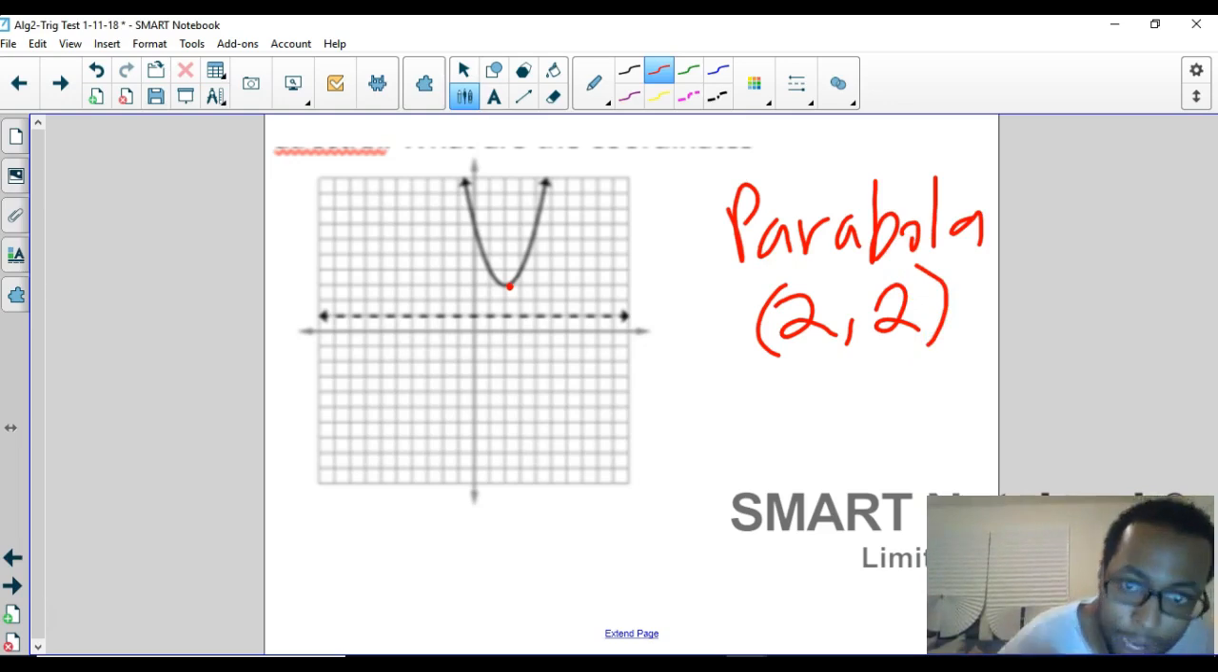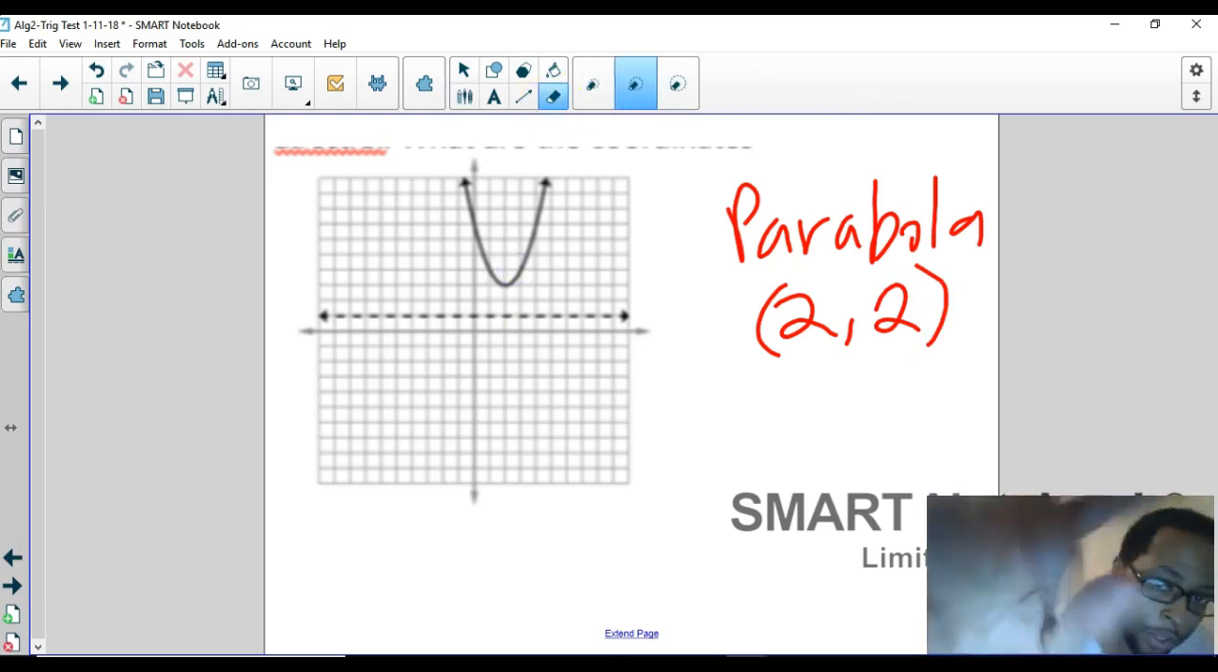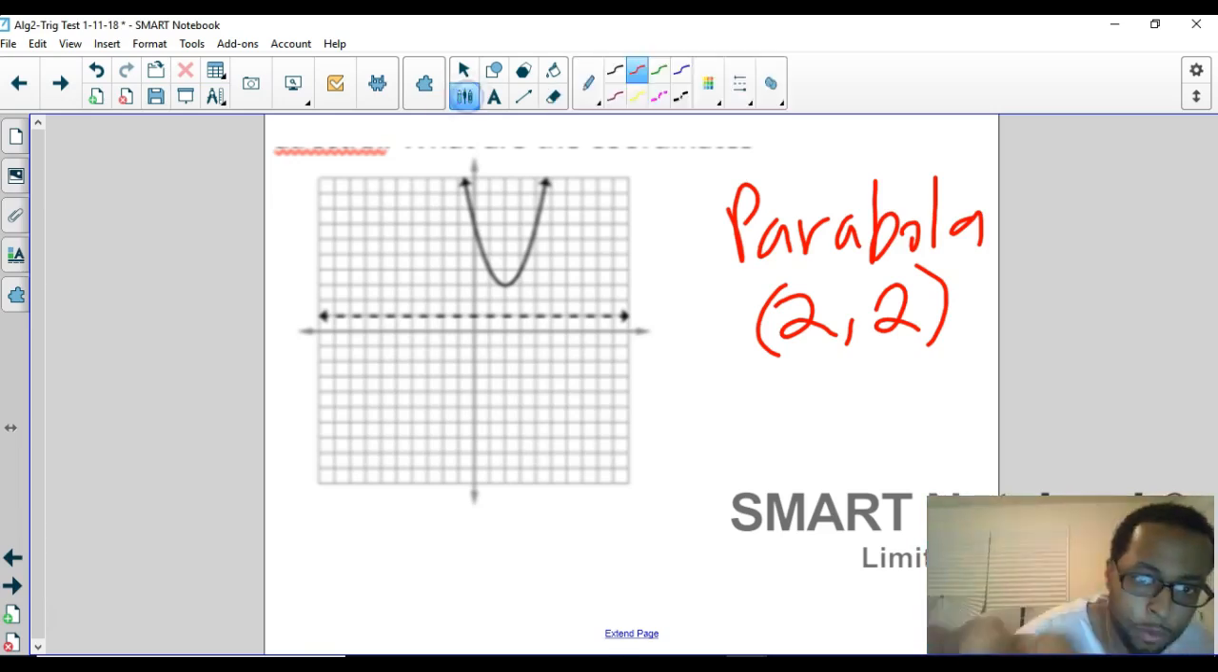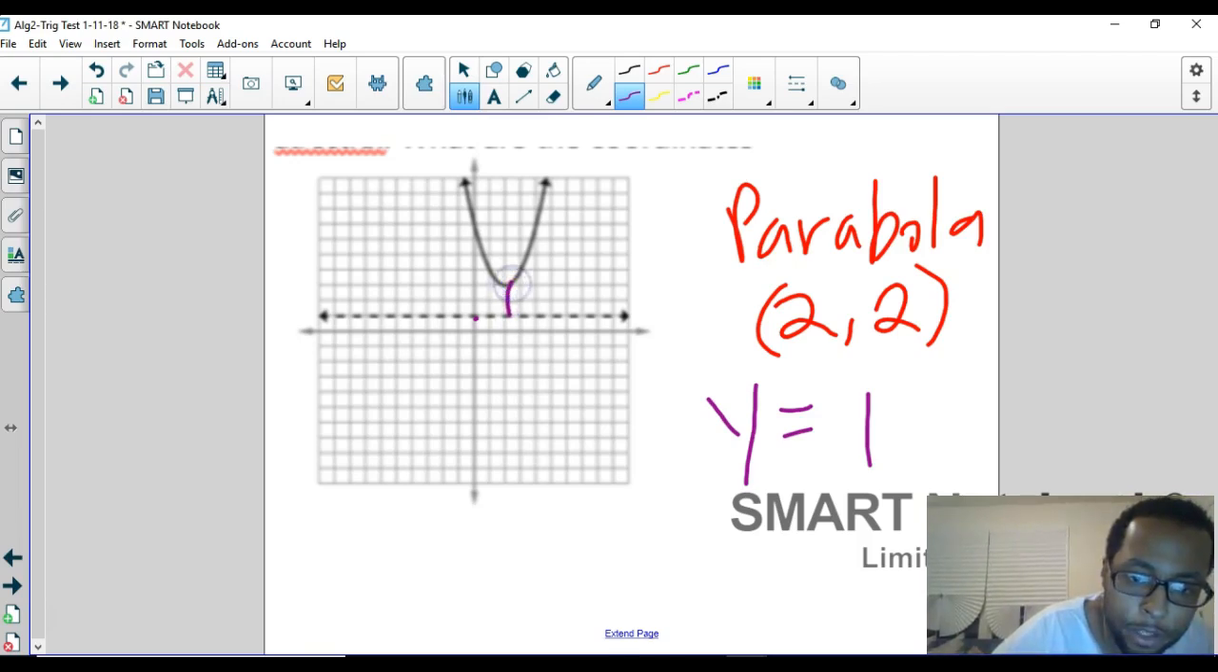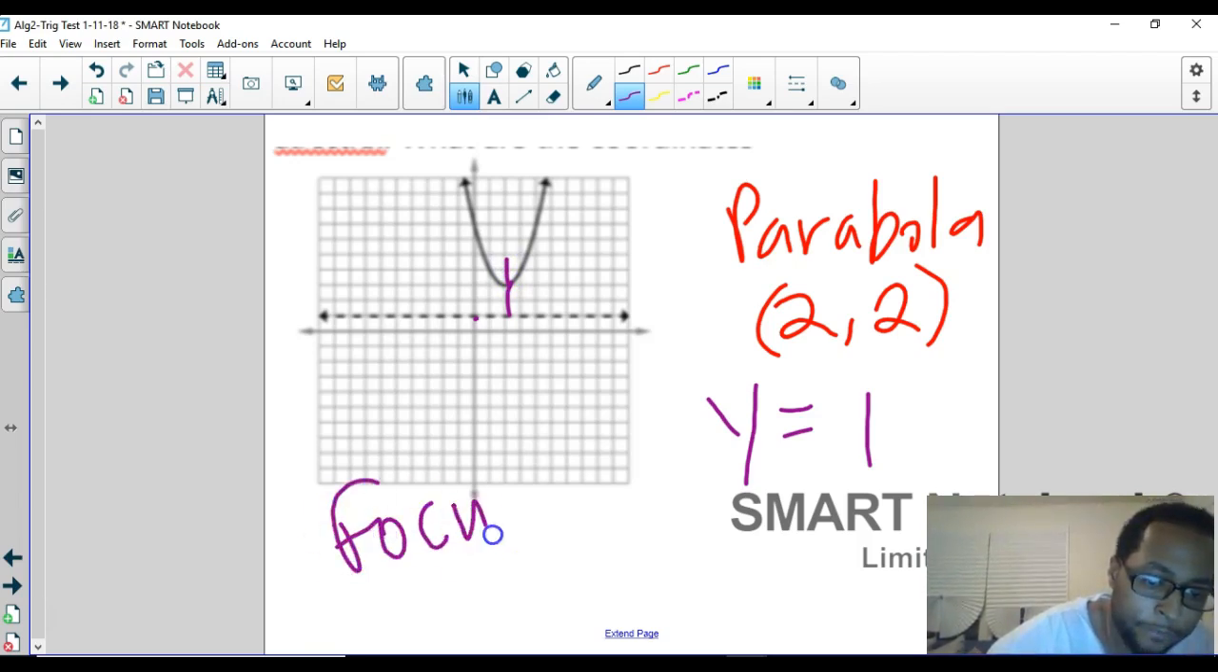Our directrix, or our equation, and the question might say, what is the equation of the directrix? We're going to look at where that line is. That line is on the y-axis, and it's y equals 1. We have our parabola, which is 2, 2, and our directrix, which is y equals 1. Same idea. How far is the directrix from the parabola? It is 1, 2, two spaces up. So what am I going to do? I'm going to go two more spaces up, and two more spaces is going to give us our focus. Our focus in this case is going to be 2, 4.